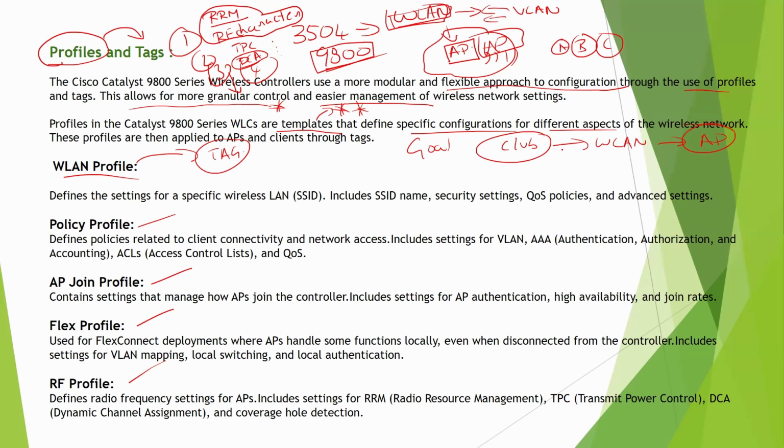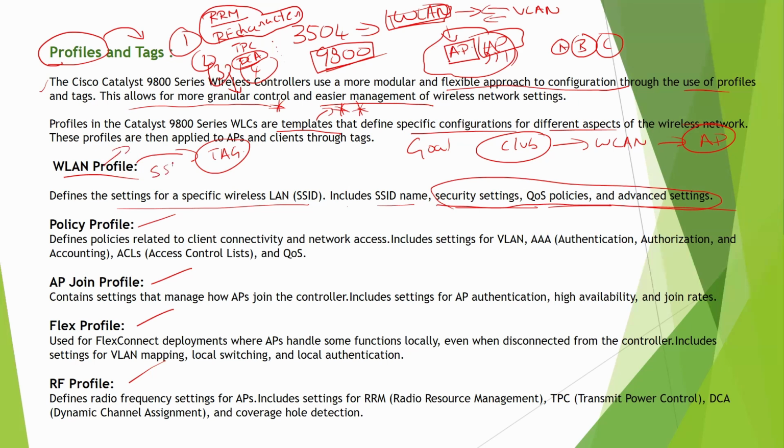So how we achieve it in 3504 and 9800 is what the difference is. In 9800, we have profiles and tags. So now let's explore what profiles are. WLAN profiles define the settings for a specific wireless LAN SSID, including SSID name, security settings, QoS policies, and advanced settings. So these are all things you get: security settings, QoS policies, and advanced settings. So this will be present in the WLAN profile.